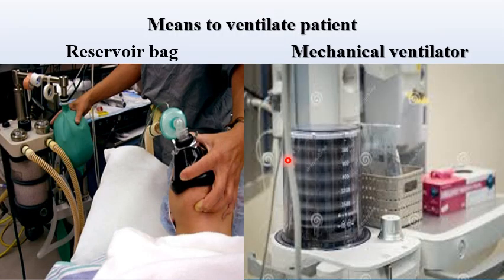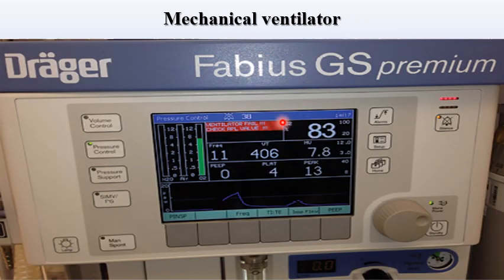We have different means to ventilate patients, either reservoir bag, like this, or mechanical ventilator, like this. This is an example of a mechanical ventilator built inside the anesthesia machine. You can see here different modes of ventilation like volume control, pressure support. This is a monitor here for tidal volume, the frequency and the minute ventilation, PEEP, plateau pressure and peak pressure. It is a nice machine.